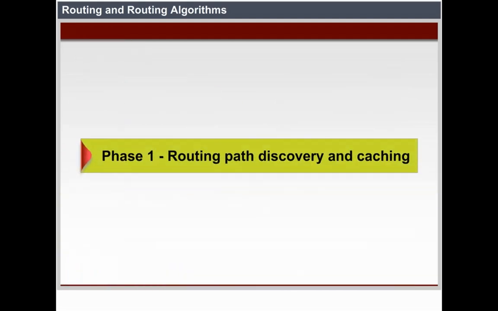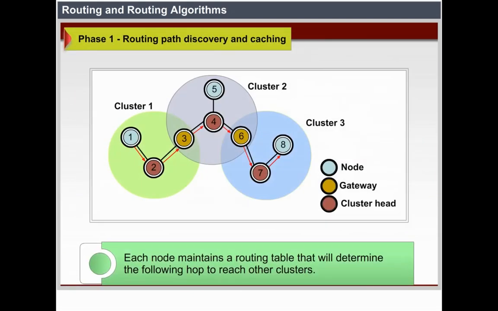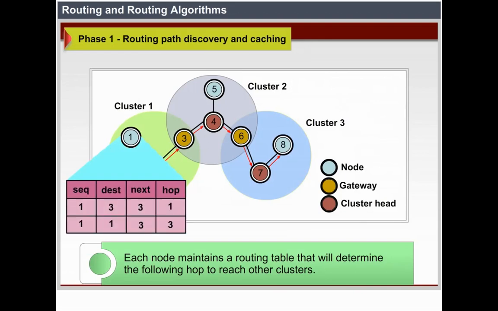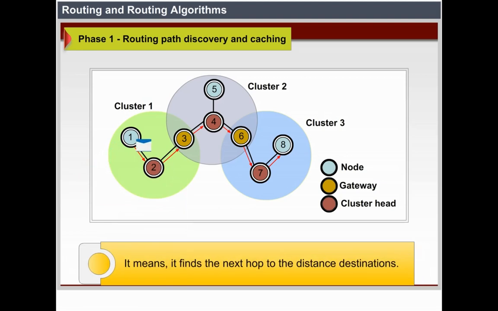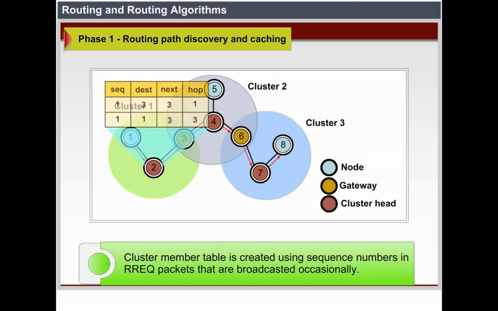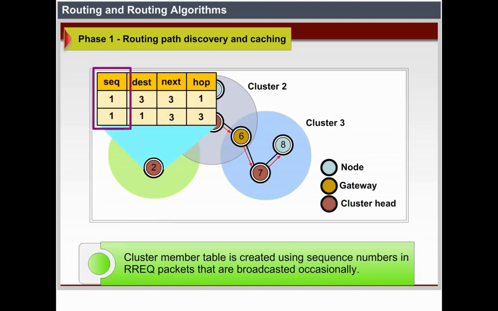Phase 1: routing path discovery and caching. Each node maintains a routing table that determines the next hop to reach other clusters. An algorithm that can be used in this phase is the Destination Sequenced Distance Vector (DSDV) algorithm. It finds the next hop to the distant destinations. A cluster member table is created using sequence numbers in RREQ packets which are broadcast periodically.